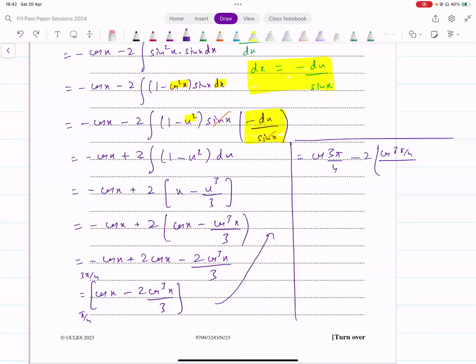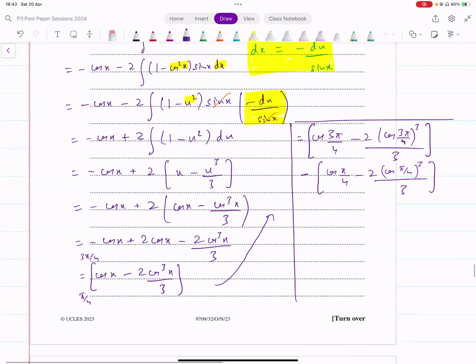This needs to be cubed first, the numerator. So we could say it's cos of 3 pi over 4 whole cube divided by 3. Subtract from this the case when you input x equals pi over 4, and that gives you cos pi over 4 minus 2 into cos of pi over 4 whole cube divided by 3. Evaluate this and see what this gives you.